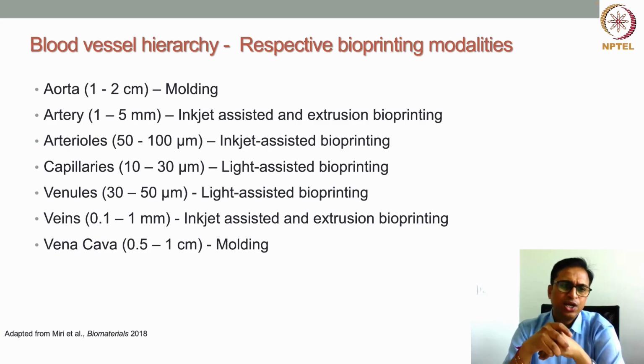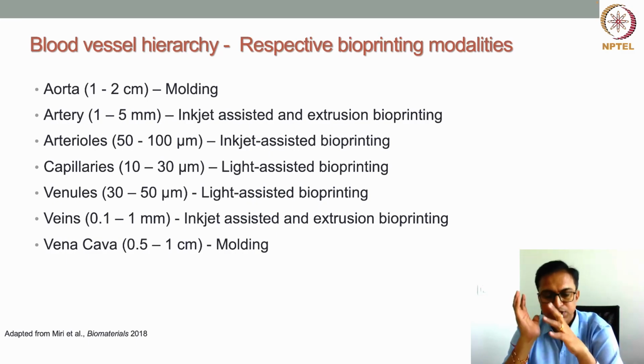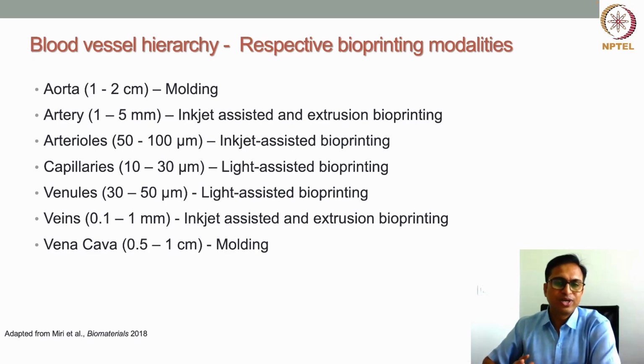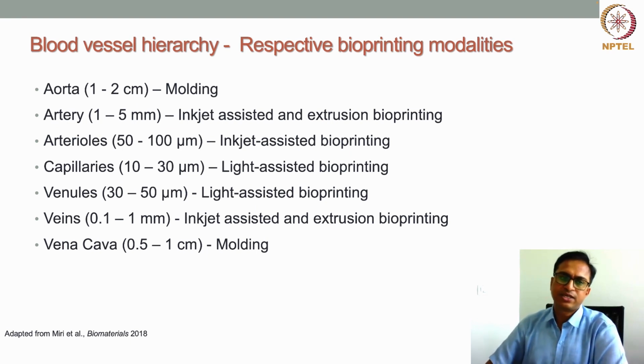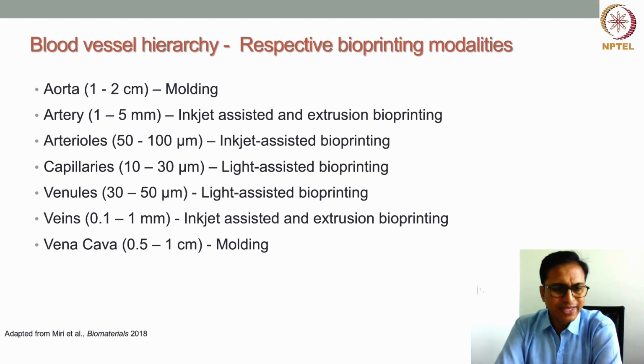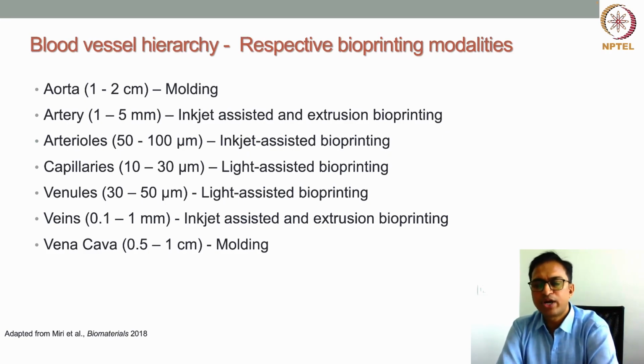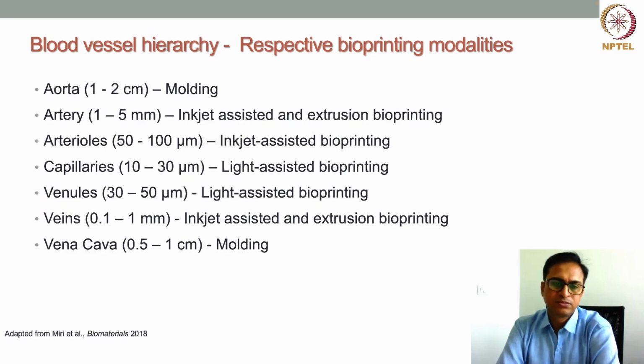Next is the artery, where the diameter can be anywhere between 1 to 5 millimeter, where inkjet assisted and extrusion bioprinting, these two modalities, can be very well used for generating these artery structures. Next is the arterioles. Arterioles are much finer structures, like starting from 50 to 100 micron, where inkjet assisted bioprinting and also laser assisted bioprinting can be employed to generate this kind of arterial structure, mostly because of their finite dimensions.